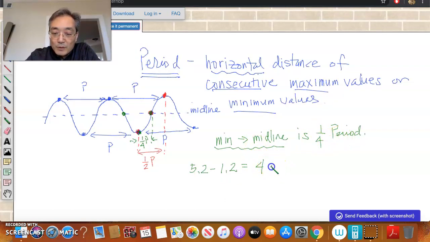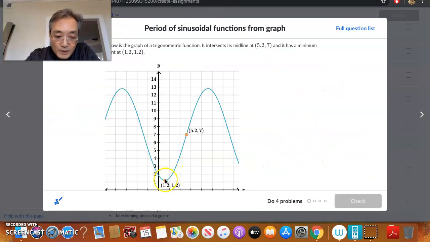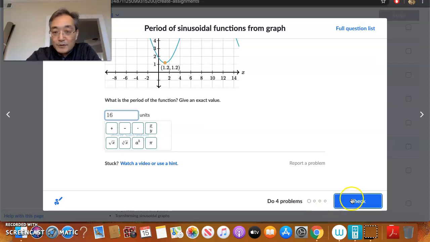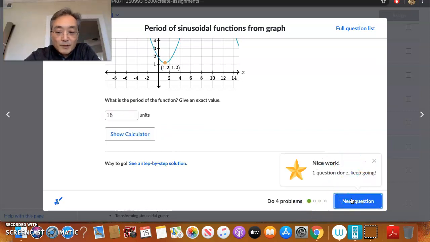So then I have to just multiply the 4 by 4, right? That's going to give me 16, which is equal to the full period. Okay. So 16 is going to be my period for this function. So this distance from here to here is only 1/4 of a full period, right? So I have to multiply by 4 to get the full period. So let's go and do it. So 4 times 4 is 16. Let's check, and that is correct. Okay?